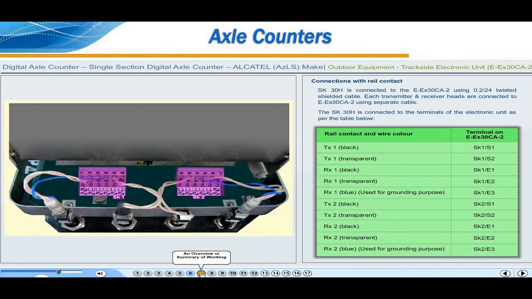Separate terminals are provided on EES30CA2 for connecting transmitter and receiver cables from SK1 and SK2. Transmitter cables from SK1 having colors black and transparent are connected to S1 and S2 terminals respectively. Receiver cables from SK1 having colors black and transparent are connected to E1 and E2 terminals respectively, whereas the blue-colored cable is connected to E3 for grounding purpose. The same color coding is used for connecting transmitter and receiver cables of SK2.